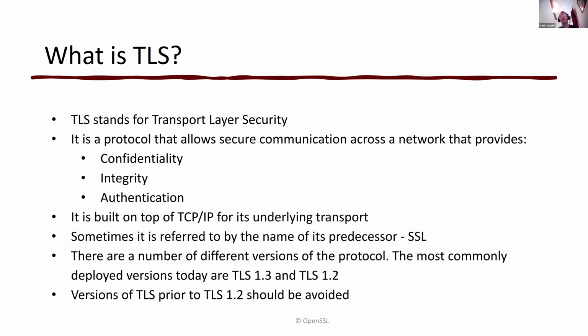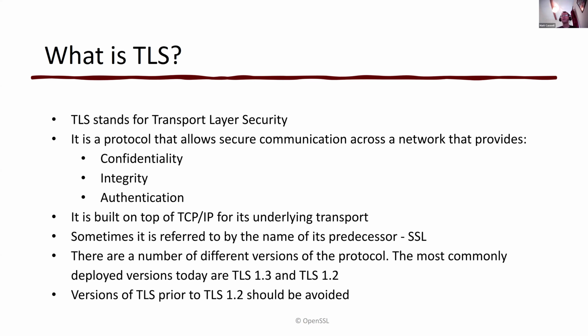So if there was some malicious person, some man-in-the-middle attacker, for example, who was able to change the data that's being exchanged, then you would know about that through the protocol. The protocol would fail and say, no, the integrity has failed. And finally, it provides authentication. So as a client, you will be able to authenticate the server that you're talking to and know that the server is what it claims to be.